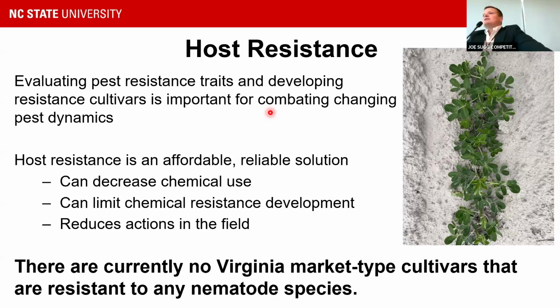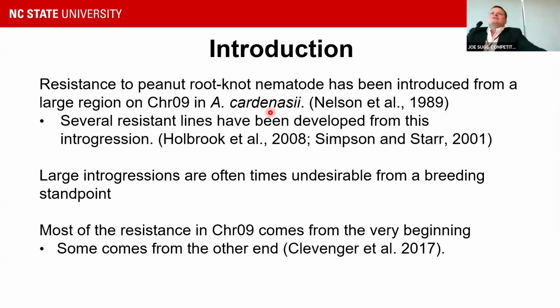One thing to notice is that when we look at host resistance, there are currently no Virginia market type cultivars available that are resistant to nematode species in the field. So that is something to keep in consideration as we continue to develop lines for our Virginia-type growers.